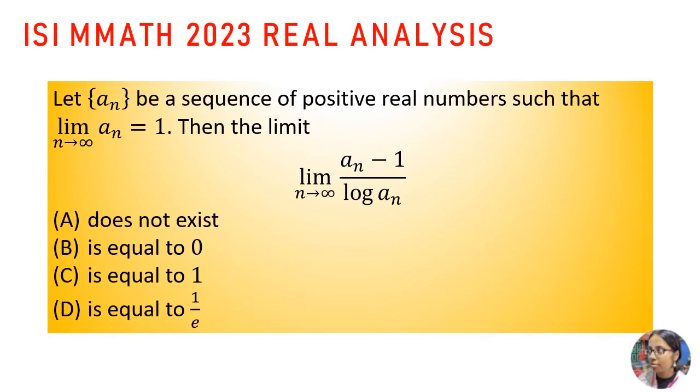Let a_n be a sequence of positive real numbers such that the limit as n tends to infinity of a_n equals 1. Then the limit as n tends to infinity of (a_n minus 1) by log a_n: Option A does not exist. Option B is equal to 0. Option C is equal to 1 and option D is equal to 1 upon e.